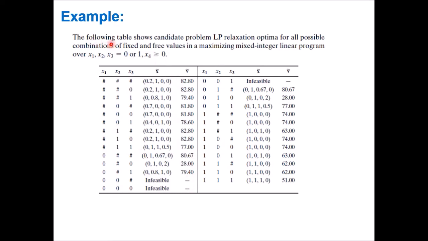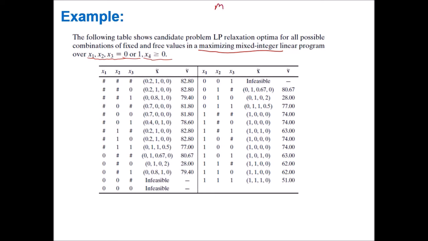This table shows all the candidate problem LP relaxation optima for all possible combinations of fixed and free variable values in a maximizing problem, so it's important. It means that this problem is a maximizing mixed integer linear program. The x1, x2, and x3 in this integer program, MIP, are binary. They are either 0 or 1. But x4 is a continuous variable.